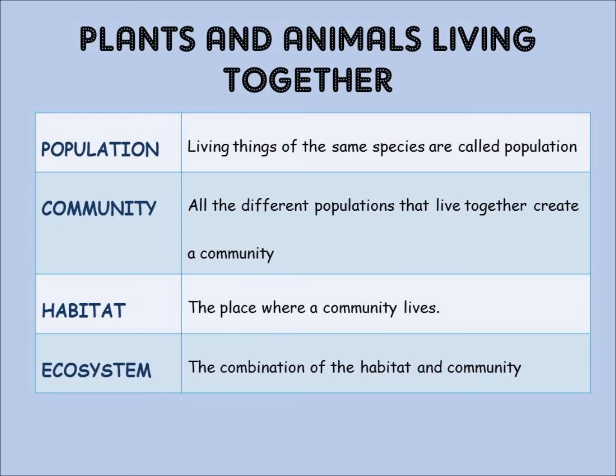Community. All different populations that live together create a community. Habitat. Habitat is the place where a community lives. Non-living things. An ecosystem or biomes is the combination of the habitat and the community. I mean, the combination of living things and non-living things that are together.